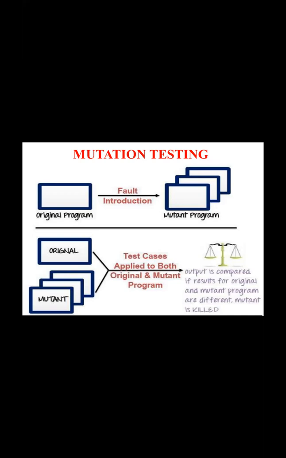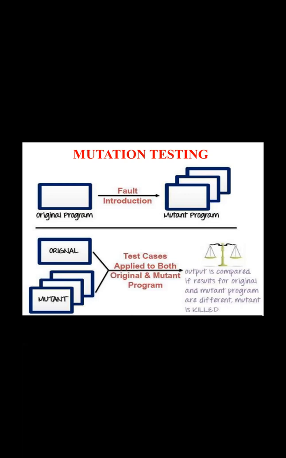So from the diagram, we can easily understand how mutation testing is performed. We are taking the original program. Then we are introducing some fault into the original program. By adding the fault to the original program, we are getting the mutant program. Now the mutant program is tested by using the test cases. And whatever error we introduced, we know very well. Through that fault, we can identify other hidden faults.